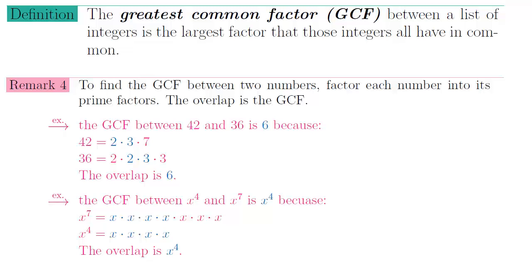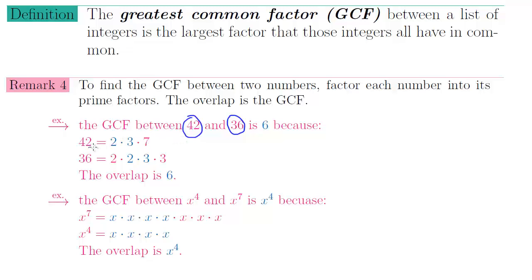Alright, so if we want to be able to factor out the GCF, we have to talk about the definition of the greatest common factor. The greatest common factor between a list of integers is the largest factor that those integers all have in common. For example, you can find the GCF between 42 and 36. To do that, you would have to factor the numbers down completely, and the GCF is the greatest factor that the two numbers have in common.